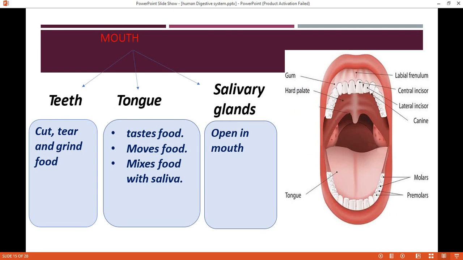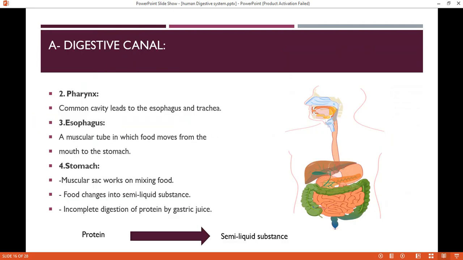Okay, what is the function of the teeth? Cut and tear food, and the tongue tastes food, moves food, and mixes the food with saliva. And the salivary glands secrete saliva that helps you to swallow the food.